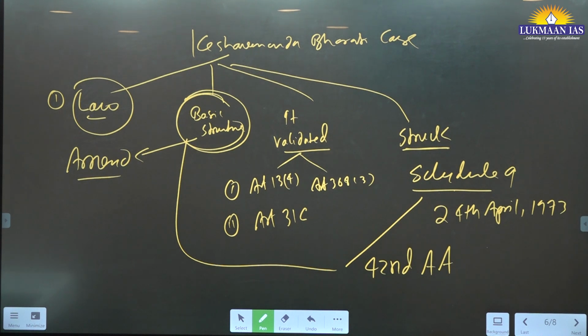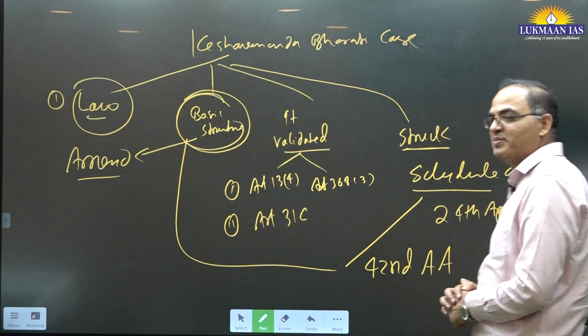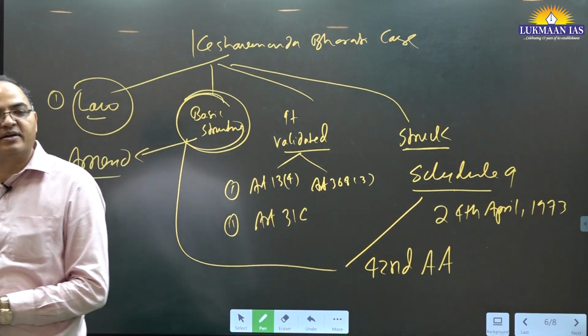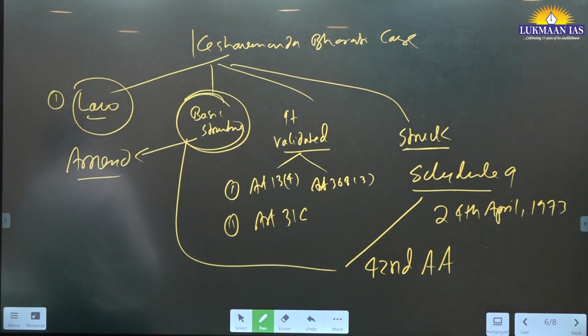The judgment of Kesavananda Bharati was 24th April 1973. So thereafter, if you keep any law under Schedule 9, that will be subject to judicial review. All those laws which were kept before that, the judiciary will not review them. So 31A, 31B, 31C are there. Yes, they remain valid. The only thing is that they are subject to judicial review. Are you able to understand?